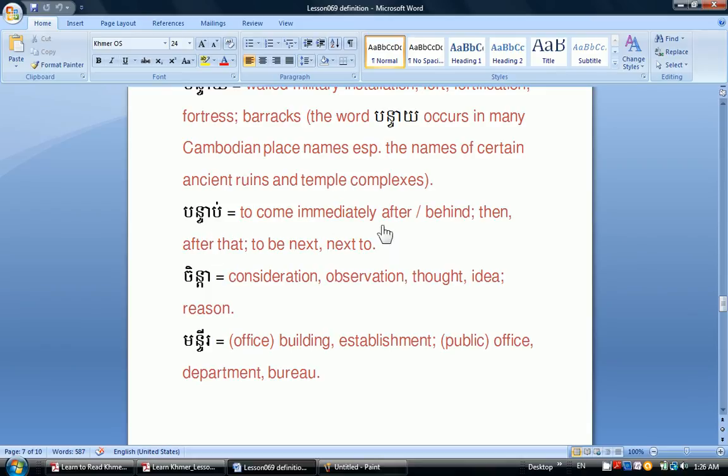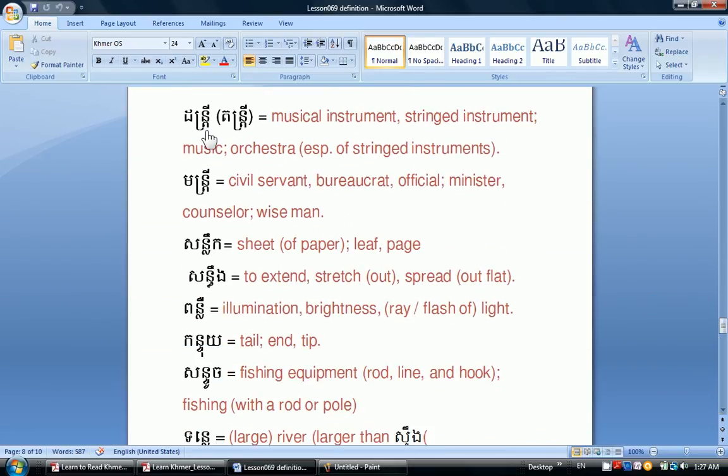Bantop means to come immediately after or behind, then after that, to be next or to be next to. Janda means consideration, observation, thought, idea, or reason. Monti is an office building, an establishment, a public office, a department, or a bureau. Montrai can also be written this way. Dantrai is a musical instrument or a stringed instrument, a music, or an orchestra, especially of string instruments. Montrai is a civil servant, a bureaucrat, an official, a minister, a counselor, or a wise man.